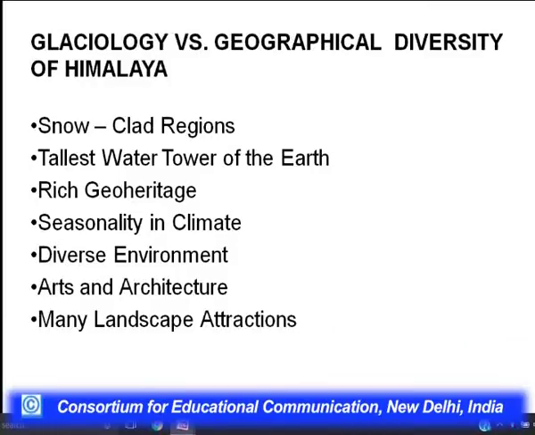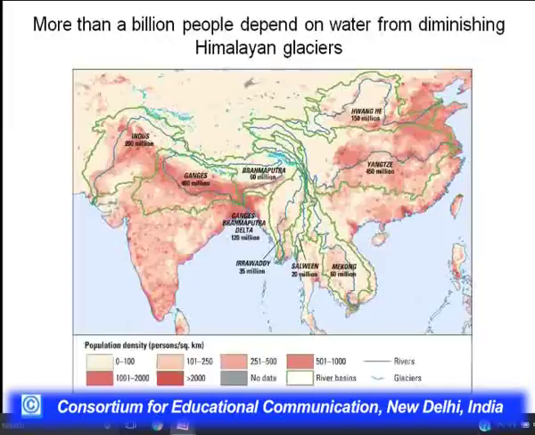First, I would like to mention glaciology versus the geographical diversity of the Himalaya. A snow-clad region, important characteristics: tallest water tower of the earth, rich geoheritage, seasonality in climate, diverse environment, arts and architecture, and many landscape attractions.